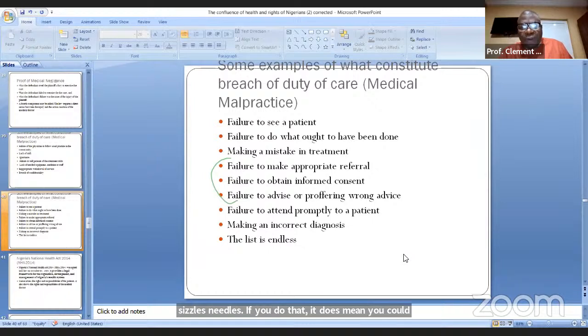Failure to make appropriate referral. Remember I say appropriate. A patient is very ill, you hang on to the patient until he's almost dying, so you come and go to teaching hospital. That is what we call inappropriate referral.